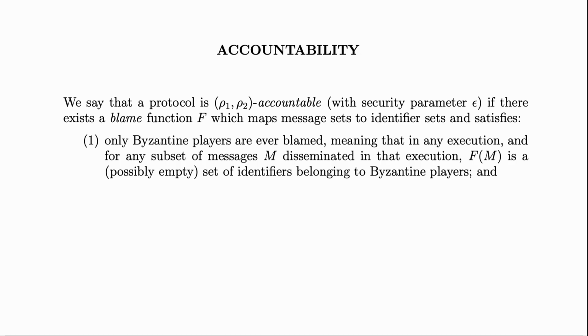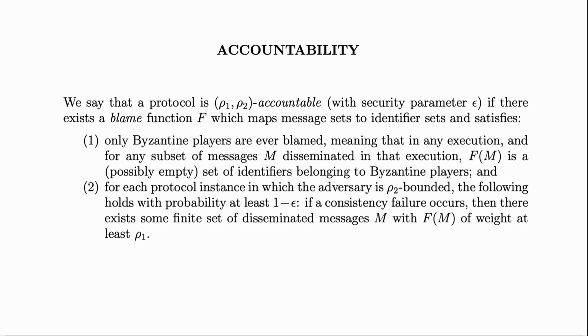In any execution, for any subset of messages M disseminated in that execution, f of M is a possibly empty set of identifiers belonging to Byzantine players. And second, for each protocol instance in which the adversary is ρ2 bounded, the following holds with probability at least 1 minus epsilon. If a consistency failure occurs, then there exists some finite set of disseminated messages M with f of M of weight at least ρ1.